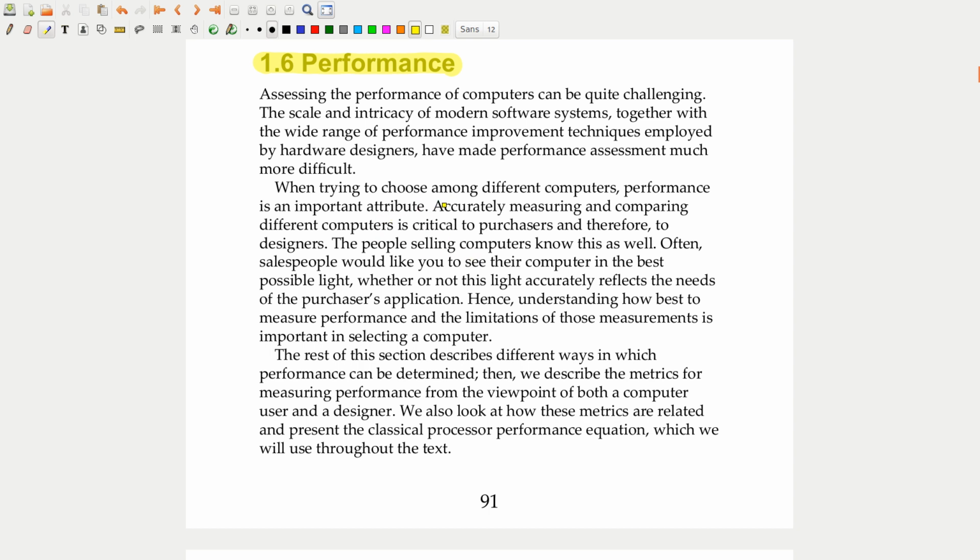Okay. When trying to choose among different computers, performance is an important attribute. Yeah, that is a yikes. The great thing is when they get caught, though. When they get caught, it's absolutely fantastic.